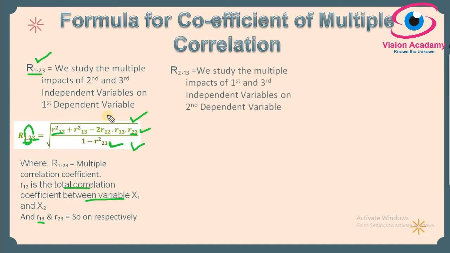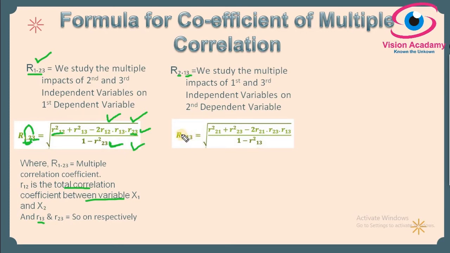Once you understand this formula, the same thing can be replaced in R2.13 and R3.12 also. So as I told you already, in case of R2.13, 2 is a dependent variable and 1 and 3 are independent variables. So we study the multiple impact of the first and third independent variables on the second dependent variable. So let us understand what formula we use here. Here again we can apply the logic.